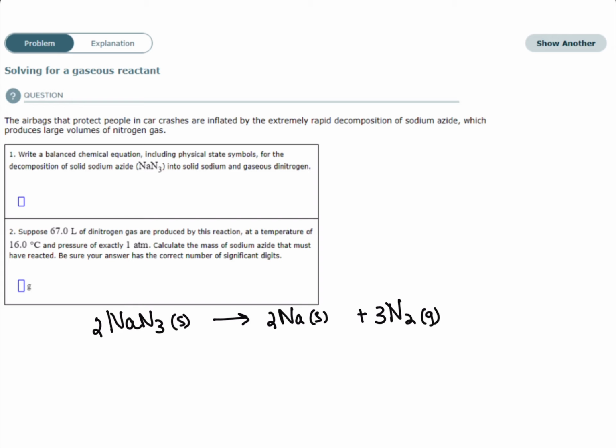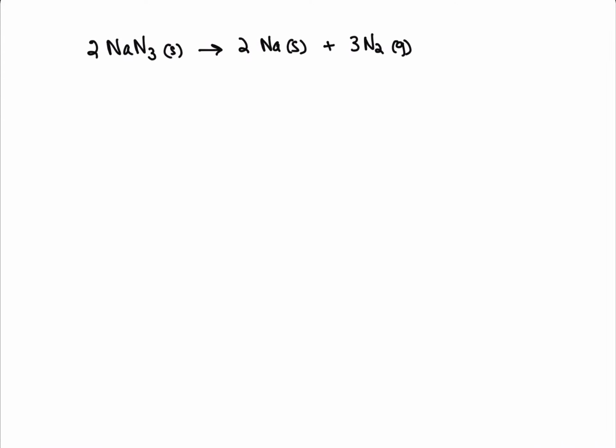The second part of the question says, suppose 67 liters of dinitrogen gas are produced by this reaction at a temperature of 16 degrees Celsius and a pressure of exactly 1 atmosphere. Calculate the mass of sodium azide that must have reacted and be sure your answer has the correct number of significant digits. So the next thing we want to do is go ahead and record our given information. They're telling us that we have 67 liters of dinitrogen.